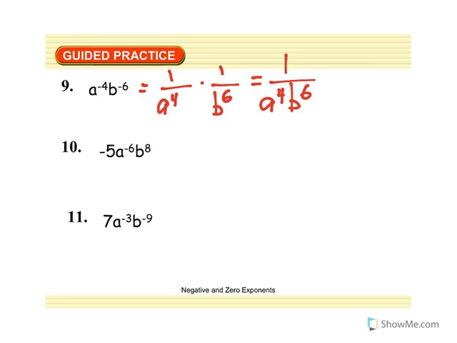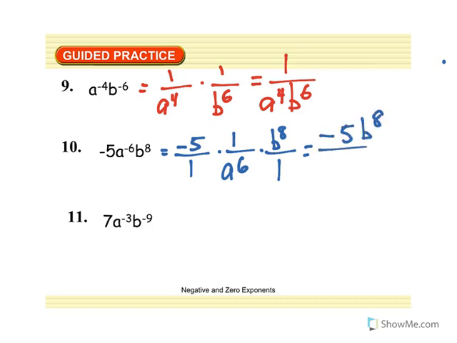How about number 10? Well, let's think about it. The negative 5, we don't care that it's negative, in the sense that it doesn't have a negative exponent. The only negative exponent I see in number 10 is a. So really only a should be in the denominator. So let's break this down piece by piece. I've got negative 5, which has a denominator of 1. I've got a to the negative sixth, which is 1 divided by a to the sixth. And I've got b to the eighth, which has a denominator of 1. So multiply my numerators, multiply my denominators.